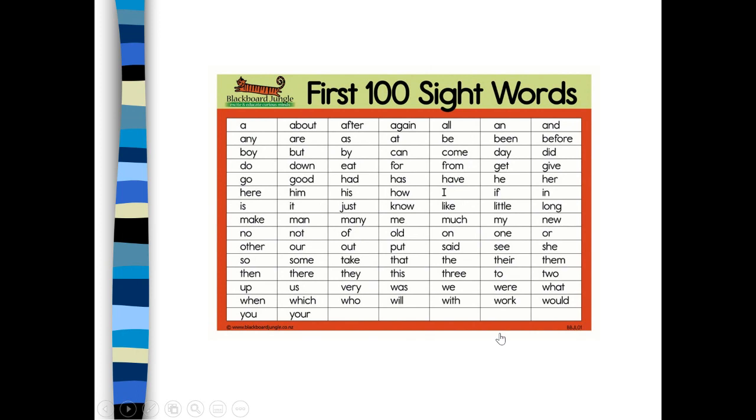Here's just a list of the first 100 sight words. If you teach kindergarten or first grade, you might see lists like this that you're expected to teach your students, or at least have posted in your classroom so that your students see them. Some of these I don't necessarily agree with. The word old doesn't seem that difficult to spell if it's taught correctly, but okay.